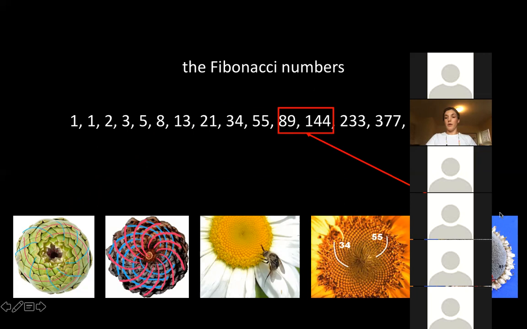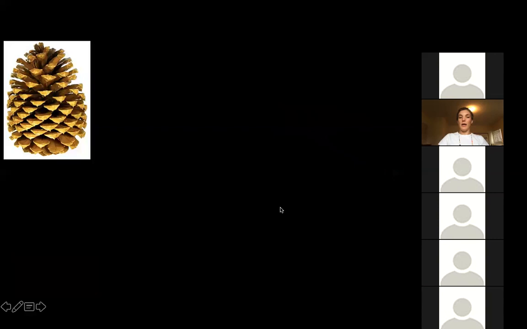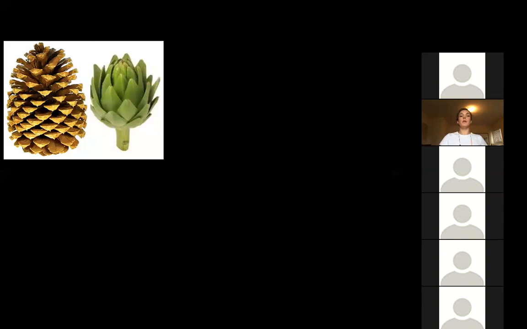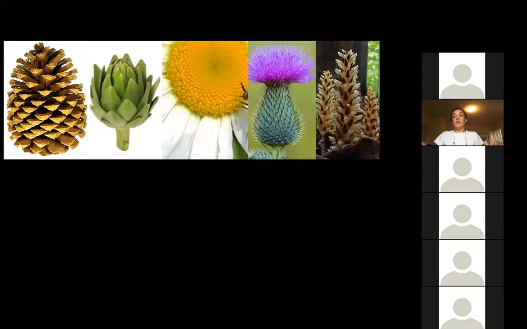So the question is, why does this pattern show up? And it's not just in those pictures that I showed you. You can see it in pine cones, you can see it in artichokes, asters, thistles, and this is just pictures of things that I've counted, and I'm sure there are other examples as well.